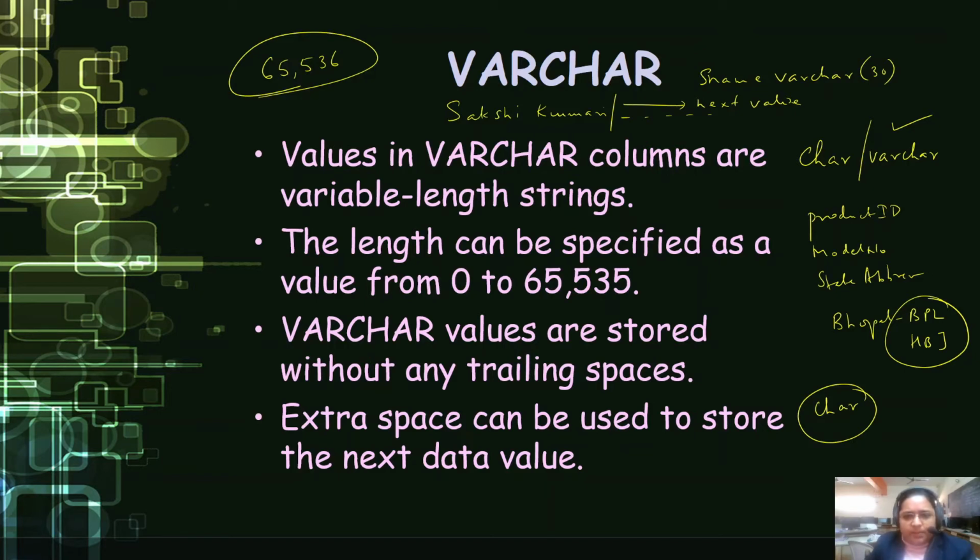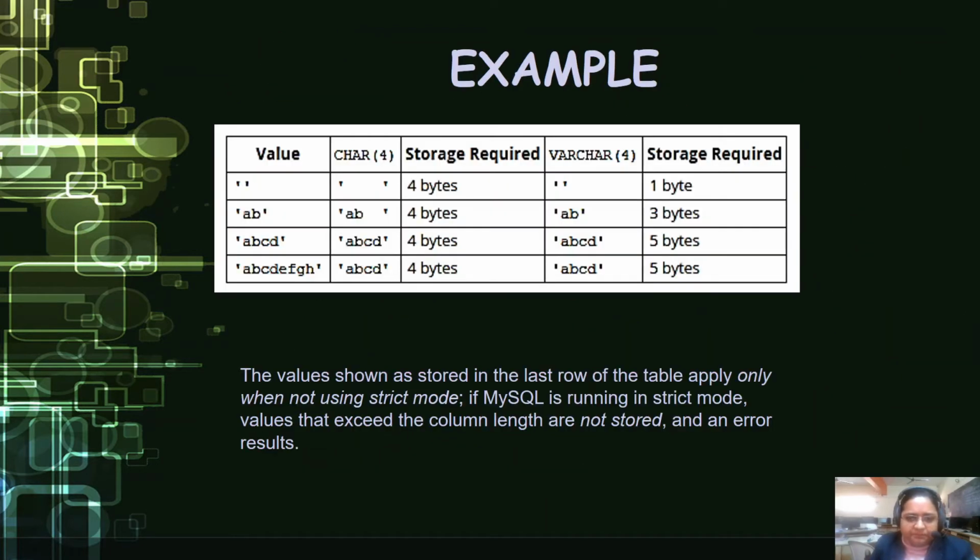Char doesn't use extra space for storing length information, hence it is quite easier to process and it is faster. Whereas varchar uses some extra bytes, maybe 2 or 3 extra bytes, for storing length information. Sometimes it can even use 1 byte. So it takes some time for processing and hence it is slower as compared to char, but it is quite efficient.